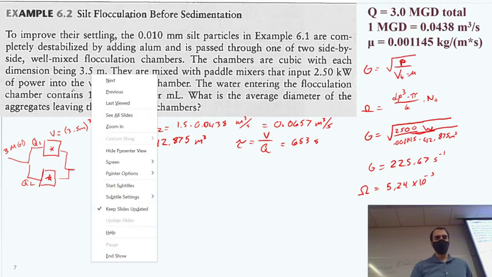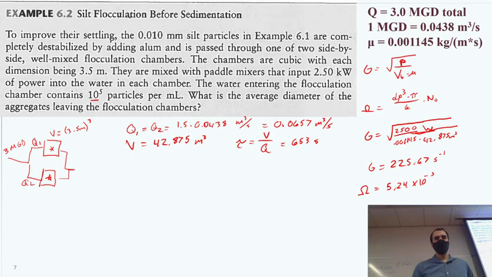The n naught is given as 10 to the fifth particles per milliliter. So you have to multiply that by a million to get particles per cubic meter, because it's 1,000 milliliters in 1 liter, and 1,000 liters in 1 cubic meter. So when you put all those together, your equation should turn out to be 5.24 times 10 to the minus fifth.